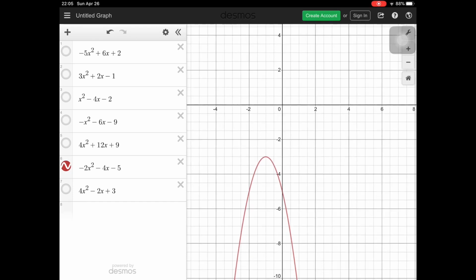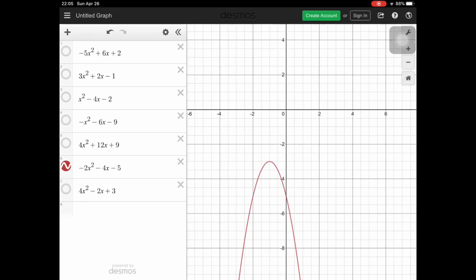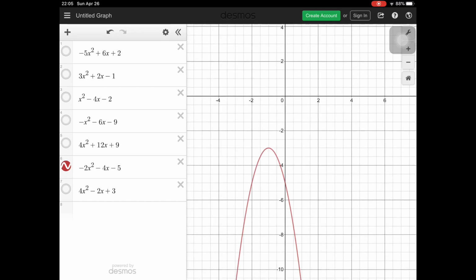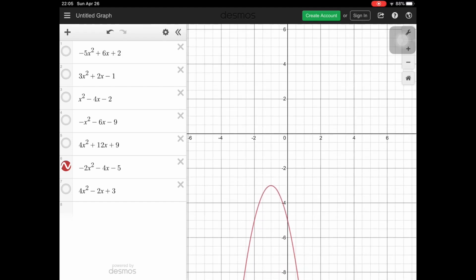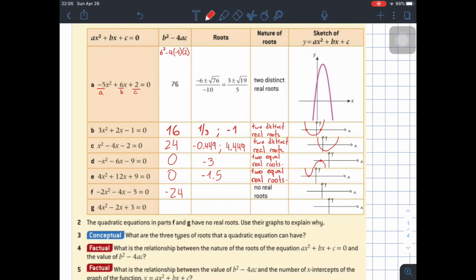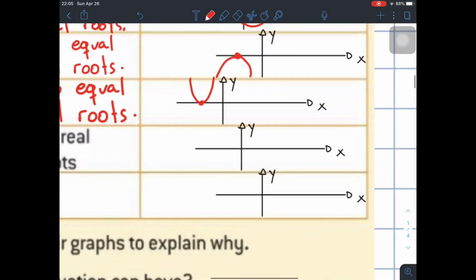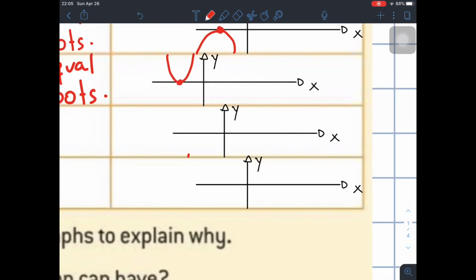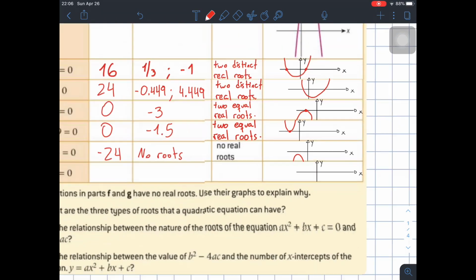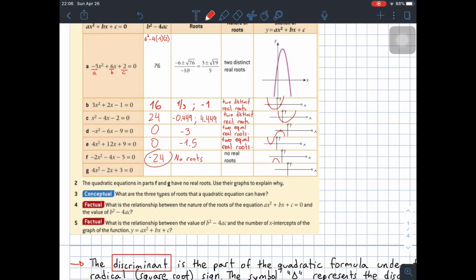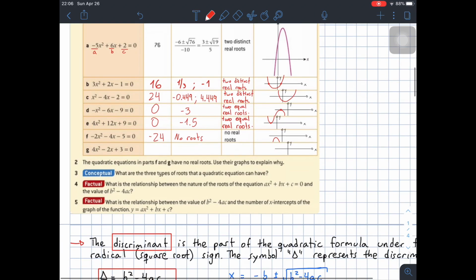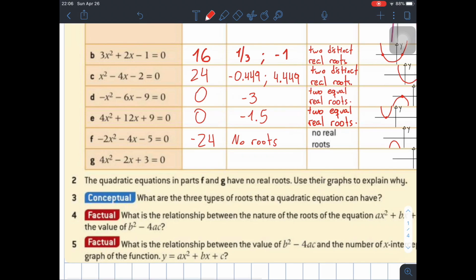In this case, the parabola never crosses the x-axis, right? It's below the x-axis the whole time. So there are no roots here, right? There are no x-intercepts. No roots. So the nature of the roots, no real roots. And if we were to graph this, we would have something below the x-axis, okay? So that happens when this value over here, which is what we're going to be calling the discriminant later on, is negative, right? Now let's see part G.